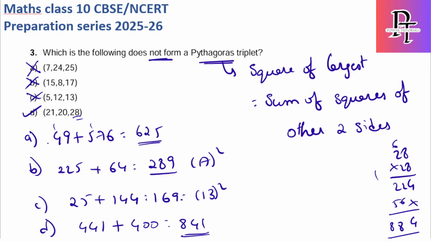Wait, I think somewhere I'm making some mistake. 20 square is 400. Yeah, correct. 21 square is 441. So if I add these two, I'm getting 841. But the 28 square is 884. So which is not equal. Hence, the only non-triplet forming is option D.